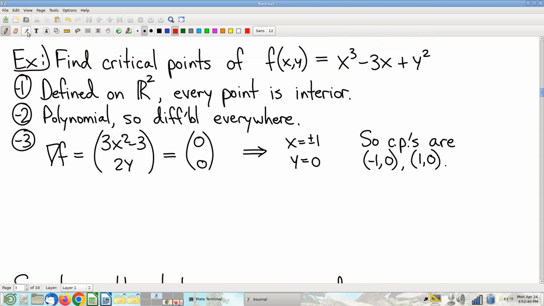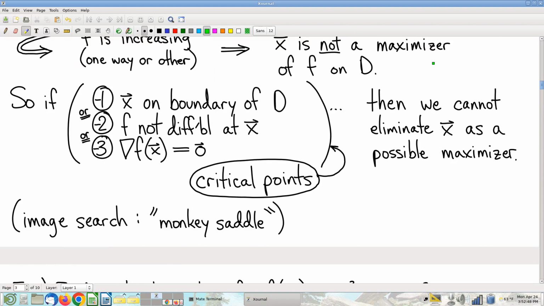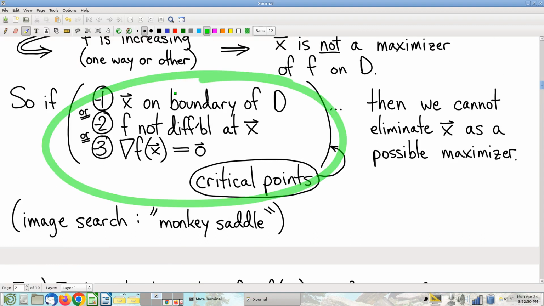Here is a function of which we want to find the critical points. We're going to look at our rules for critical points. First, we've got to check and see if there are any boundary points. Then we've got to find points where the function might fail to be differentiable. If there are, those are critical points too. And then we're going to take the gradient and set it equal to 0.